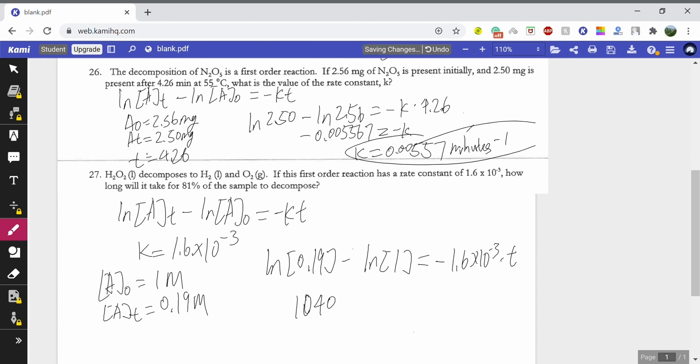Now, what's the unit? Well, the problem didn't tell us any units at all. It didn't tell us if it's minutes to the negative first power or seconds to the negative first power, or how many seconds or minutes it will take. So right now we only know that it is 1040 for a certain time, whatever the unit of time is. All we know is that the time is 1040.